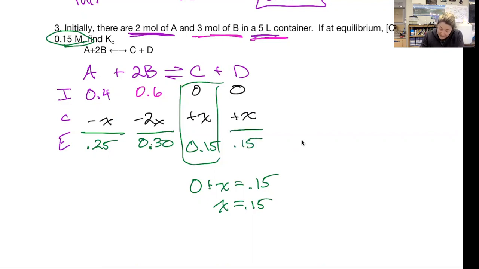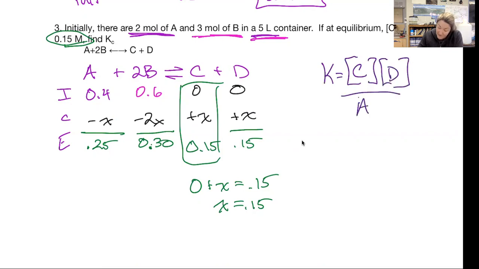The question asked me to find K. So to find K, I'm going to plug my equilibrium values into my equilibrium expression. I'm writing the equilibrium expression right now. That's something you want to show for every reaction in equilibrium.